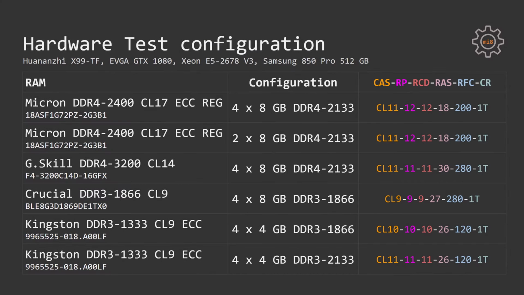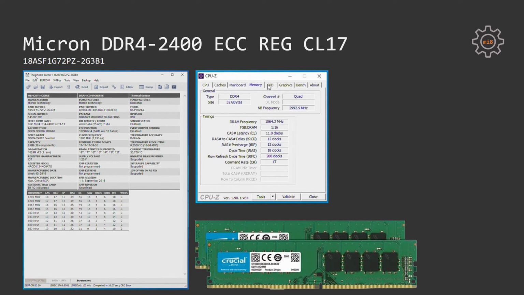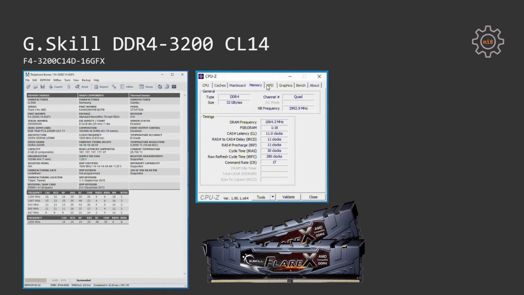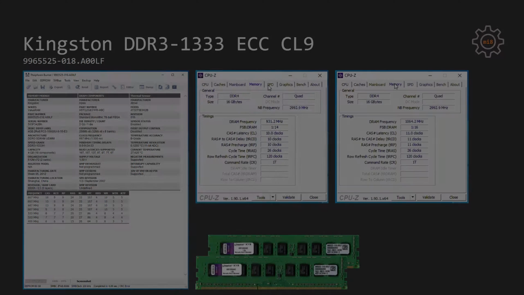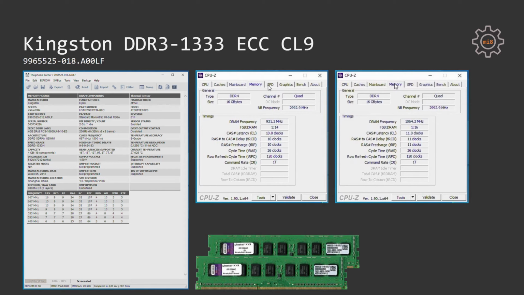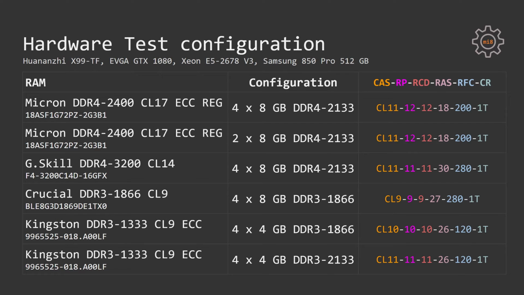For the graphics card, I'm going to use my EVGA GTX 1080, and for the system drive, Samsung 850 Pro 512GB. For this comparison, I have got 4 different RAM modules, starting with Micron DDR4 2400 ECC registered CL17 RAM, followed by G.Skill DDR4 3200 CL14, non-ECC, non-registered, basically usual desktop RAM, Crucial DDR3 1866 CL9, desktop non-registered non-ECC RAM, Kingston DDR3 1333 ECC but not registered CL9. All of these modules are 8GB each, but Kingston DDR3 1333 ECC, which is 4GB per module.